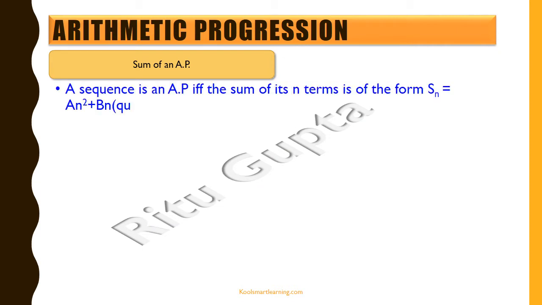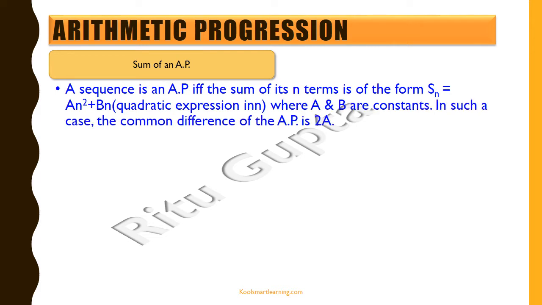Now a sequence is an AP if and only if the sum of its n terms is in the form Sn equal to an square plus bn, which means it's a quadratic expression in n, where a and b are constants. In such a case, the common difference of the AP is 2a, where a is the coefficient of n square.